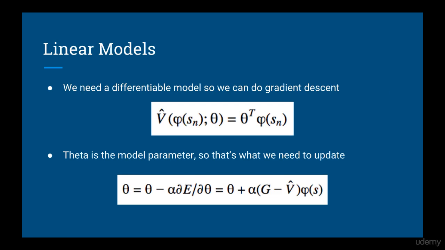In the previous course, we used linear models for function approximation. Recall that the only requirement is that the function approximator is differentiable so that we can use gradient descent. As you know by now, the gradient takes this form, and the parameter we want to update is theta.